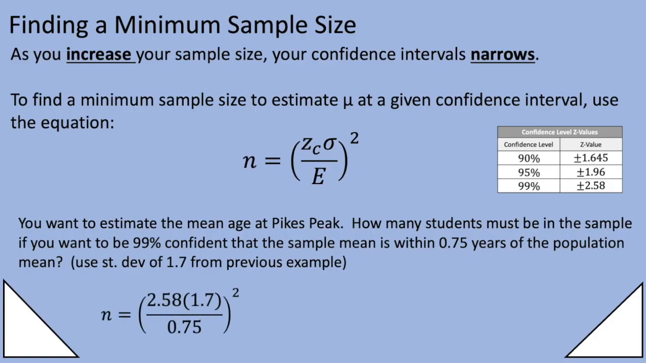Okay, so we've got n equals that z-value, 2.58, times standard deviation of 1.7, divided by our margin of error of 0.75. Put all that into your calculator and square it, and you get 34.2. So we would need a minimum sample size of 35 to get a 99% confidence interval. Now, 34.2 usually rounds down to 34, but when you're finding a minimum sample size, you always round up.